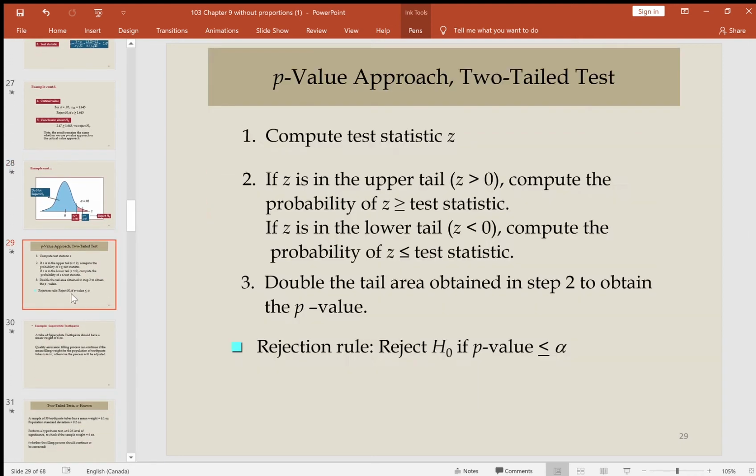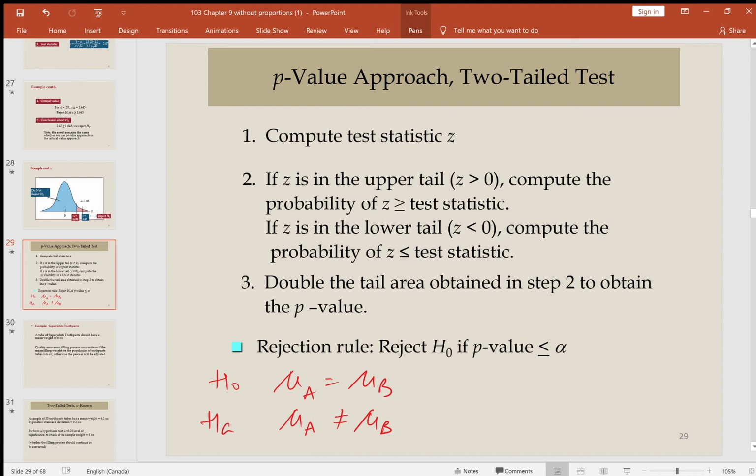Now let's talk about a two-tailed test. What's a two-tailed test? It's where we have the null as mu a is equal to mu b, and the alternate is mu a is not equal to mu b. The steps are going to be the same. Compute the test statistic, and if we are using the absolute value approach, then we don't need to worry whether we are on the upper tail side or the lower tail side, as I'll show you. But if you want to follow the approach where you don't use the absolute value, then you just see whether you are in the upper tail or in the lower tail.